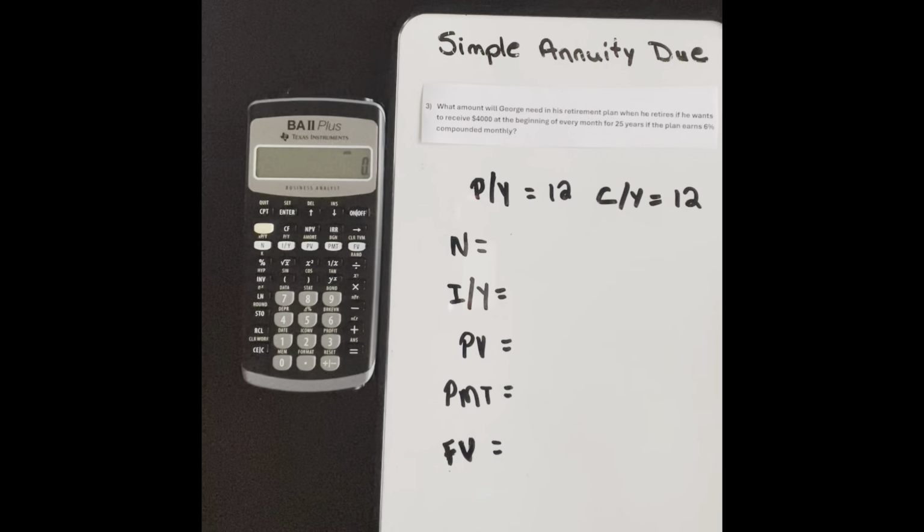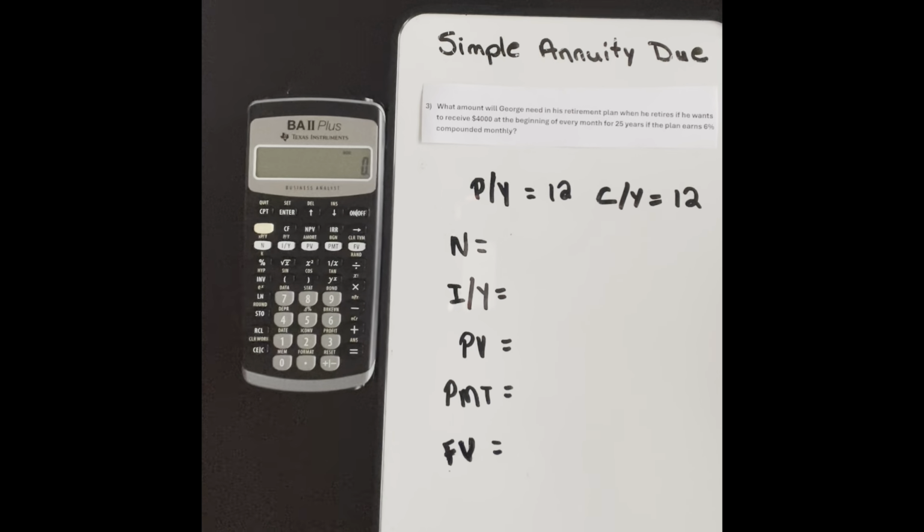Third example says, what amount will George need in his retirement plan when he retires if he wants to receive $4,000 at the beginning of every month for 25 years if the plan earns 6% compounded monthly? We're dealing with monthly payments and monthly compounding, so I just left those values in. Let's fill in the other values. So N will be 12 times 25 years, which is 300.